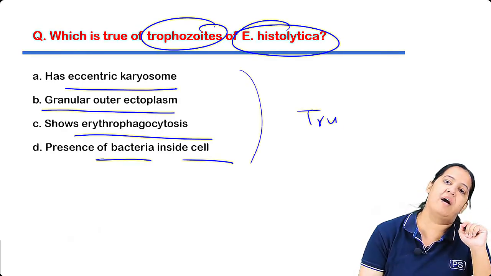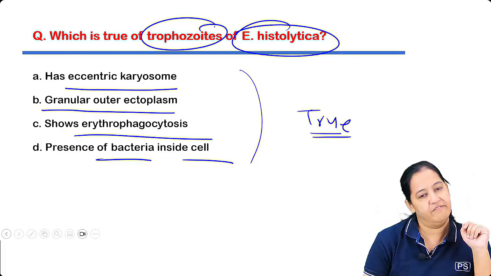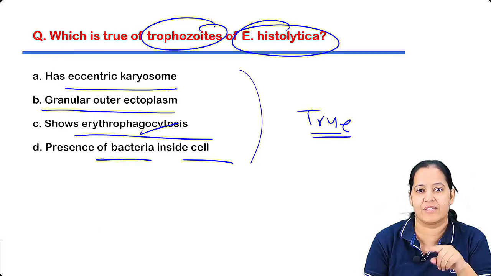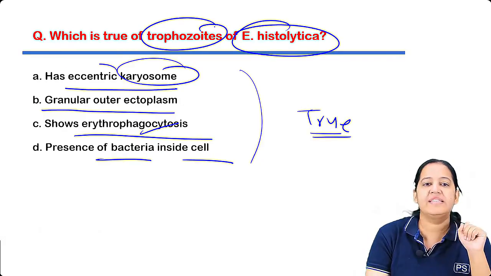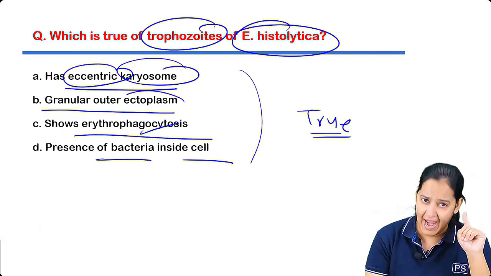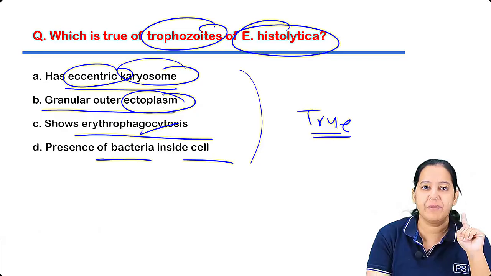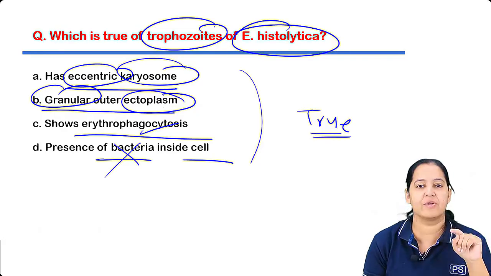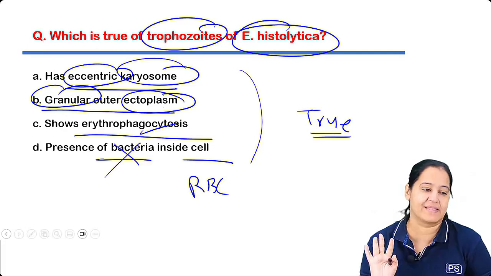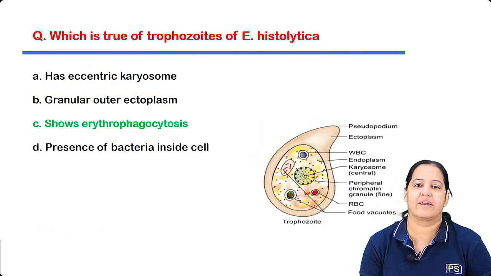People, fast, tell me quickly. Very good. It is showing erythrophagocytosis. The karyosome is there, but it is not eccentric, it is central. Ectoplasm is there, the outer cytoplasm, but it is clear, not granular. And bacteria are not present. Erythrophagocytosis is a unique feature, RBC in the parasite. So that is very unique and that is correct. So the correct answer is C.